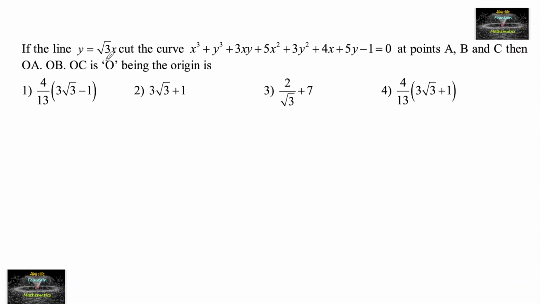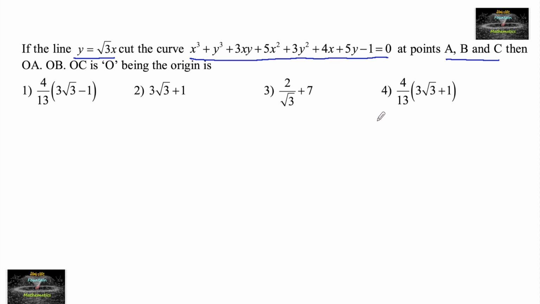If the line y is equal to root 3x cuts the curve x cube plus y cube plus 3xy plus 5x square plus 3y square plus 4x plus 5 minus 1 equals to 0 at 3 points A, B and C, then OA into OB into OC is, where O being the origin.